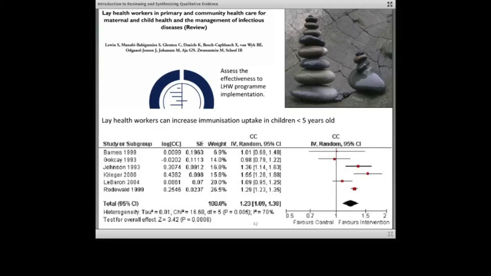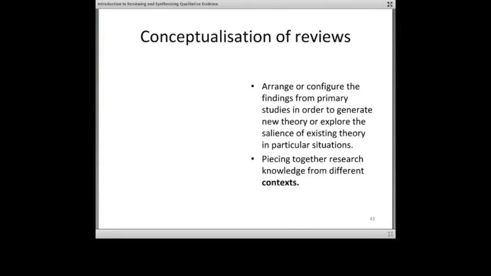So if you look at the individual studies, the picture is much more confusing. Not all of them are on the same side. Not all of them have confidence intervals that fall within the positive area. It's only by pooling them that you get some sort of clear picture of where the true effect may lie.